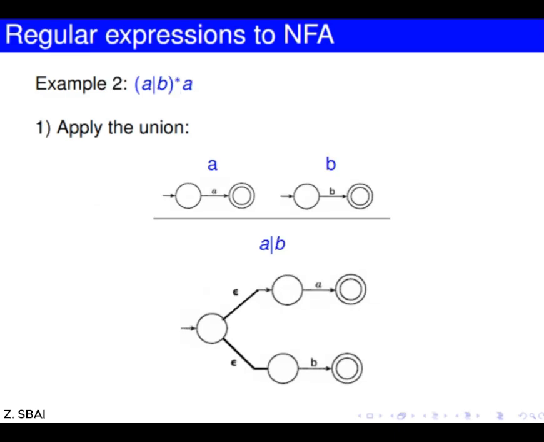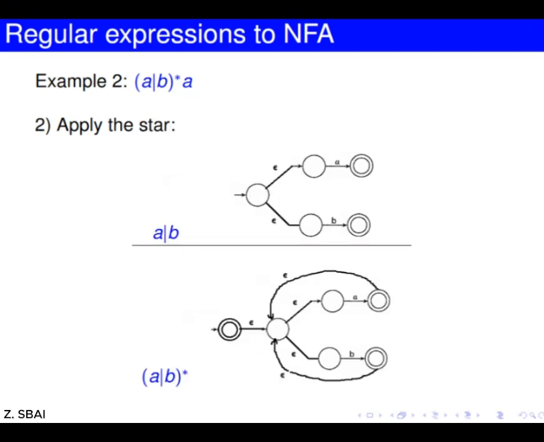Let's take another example here, which is (a union b) star concatenated to a. First of all, we have to apply the union on a and b. So we have to draw the finite automaton for a, the finite automaton for b, and then draw the union for these two finite automata, and we'll obtain this NFA. After that, we will apply the star on the result of the union of a and b.